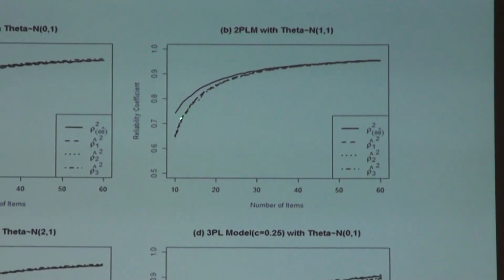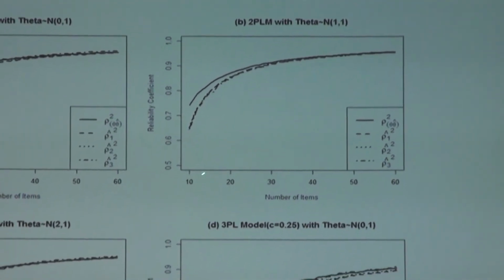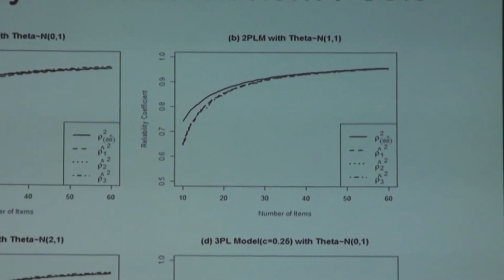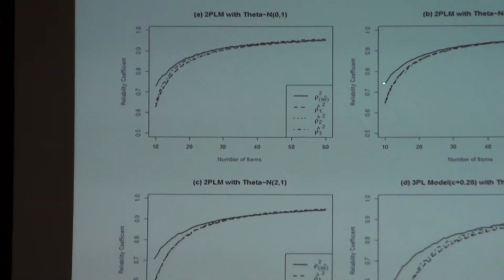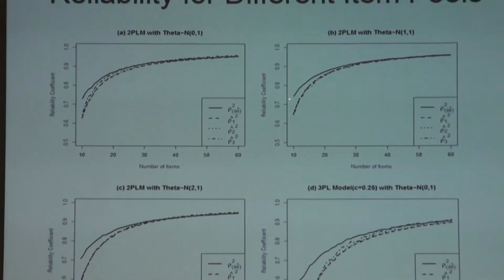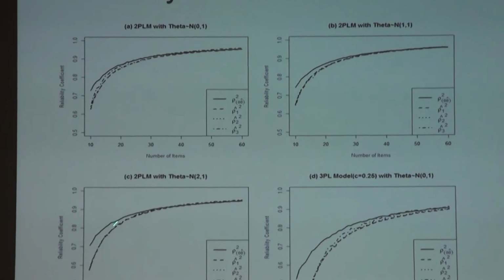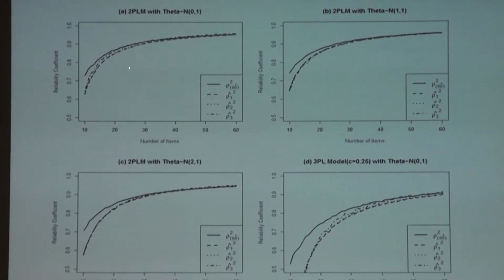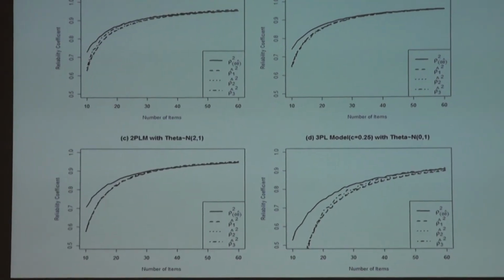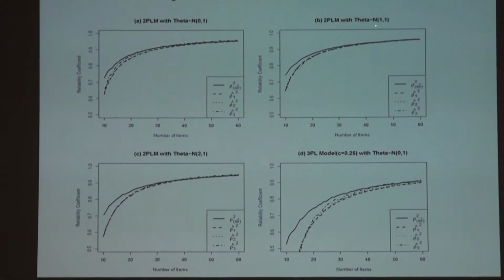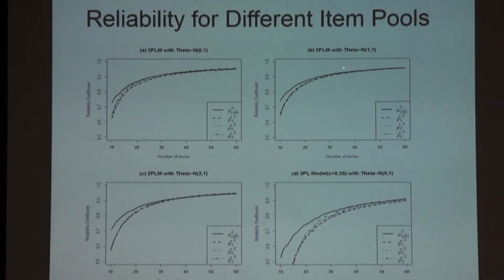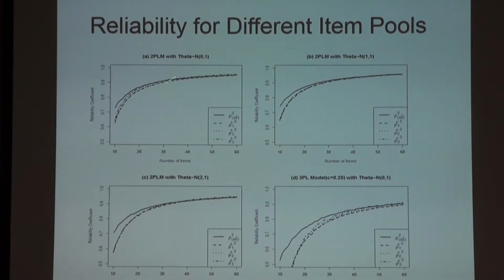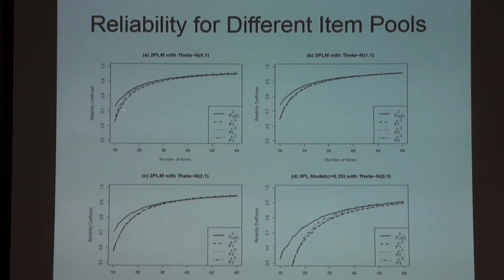Across all numbers of items, 10, 20, 30, 40, 50, 60, comparing A with B and C, in this graph the true reliability is higher than in A and C, and the three reliability estimates are also larger than in A and C. So this matches the mean population ability with the difficulty parameter in the item bank. Now I want to compare this. Look at that.